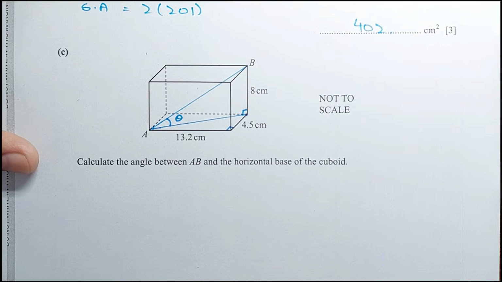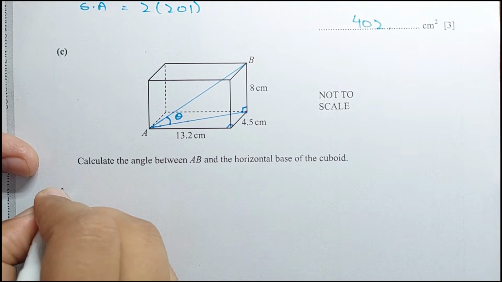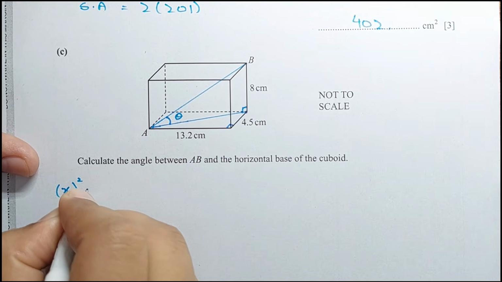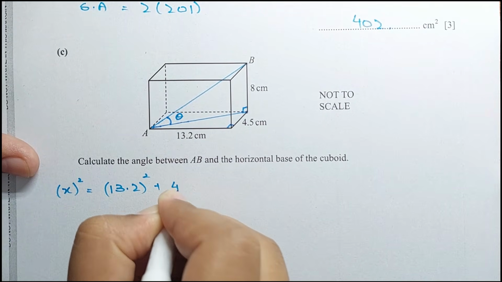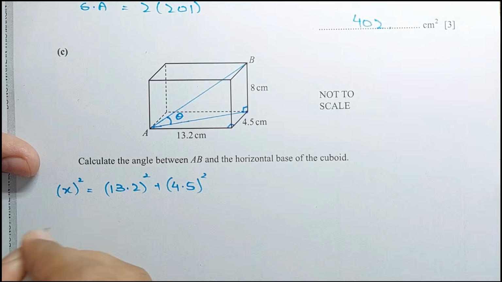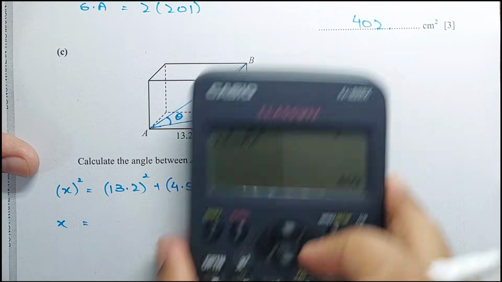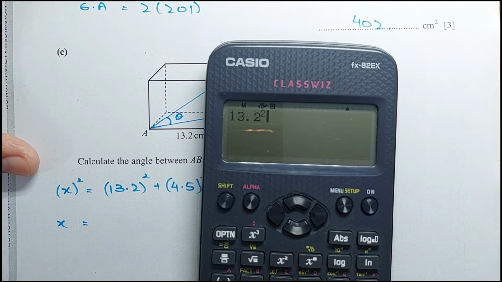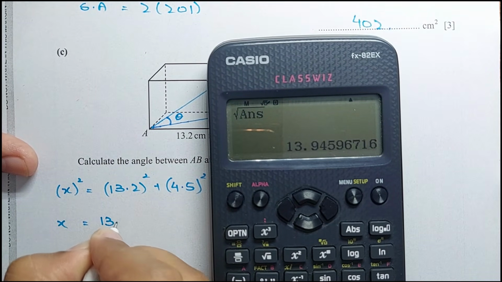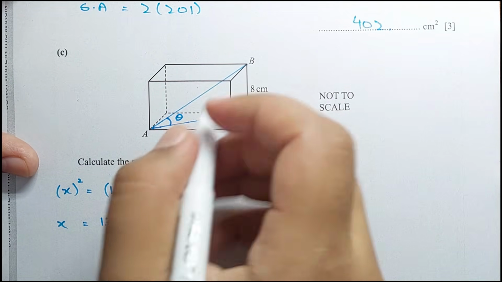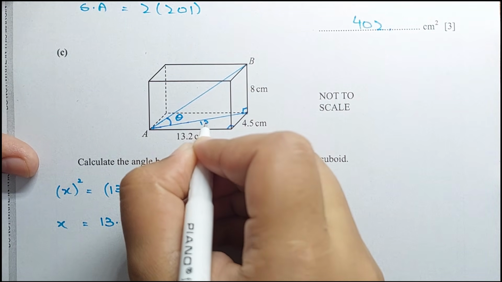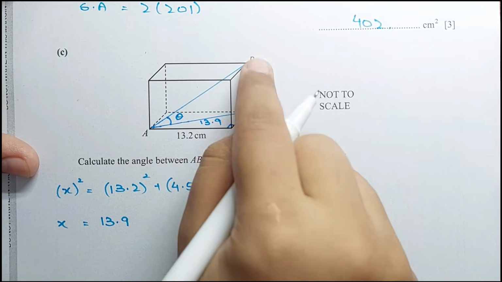We can use the Pythagoras theorem to solve for this length. Let's say this length is x. The hypotenuse squared is 13.2 squared plus 4.5 squared, right? So what is x? 13.2 squared plus 4.5 squared, and the square root of the answer is 13.945. 13.9 we can say, right? This length is 13.9 and we have this length.